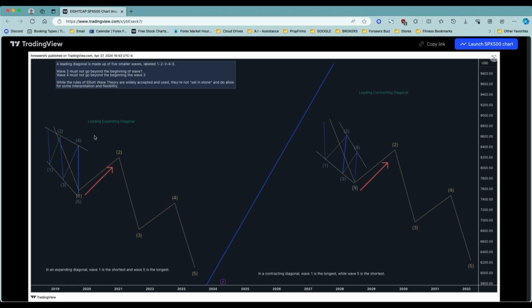Okay, here, same thing. Leading, expanding diagonal. 1, 2, 3, 4, 5. And then here you can enter for your buy position. Same thing here. 1, 2, 3, 4, 5. You would still enter for a buy position. It doesn't matter. As long as you think you labeled it right, you should be straight. Okay? So let's move on to the next one.